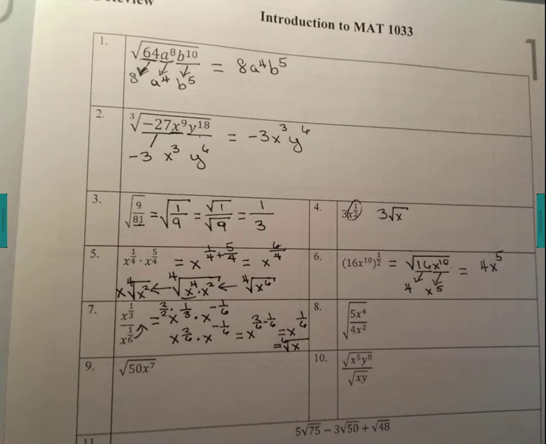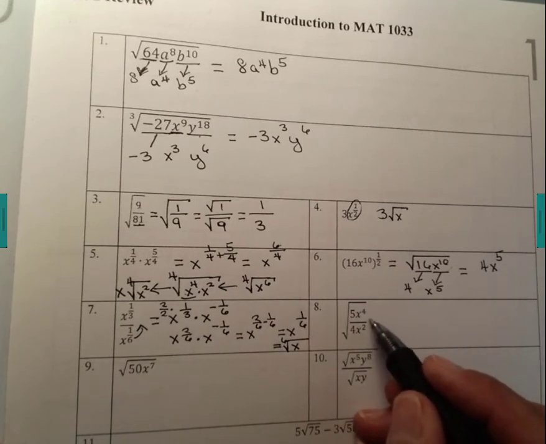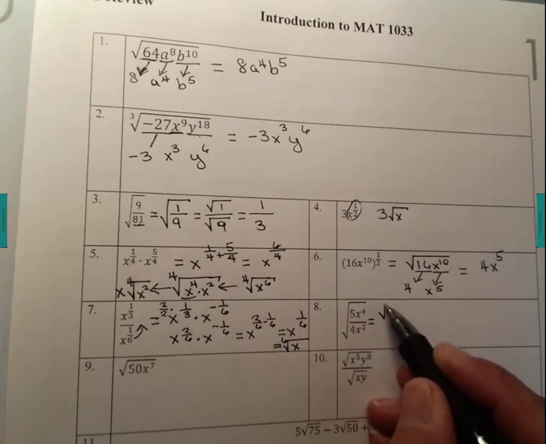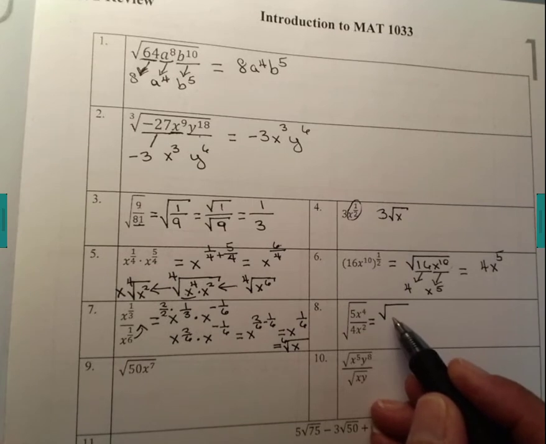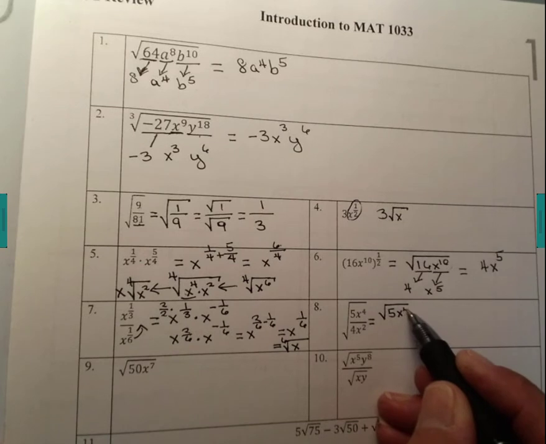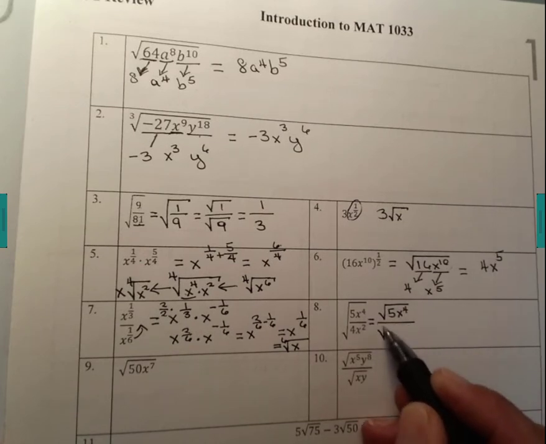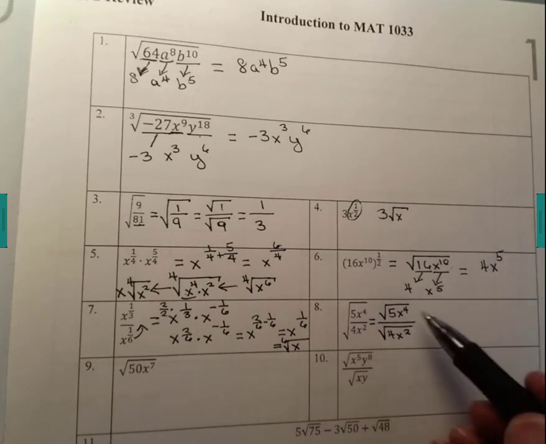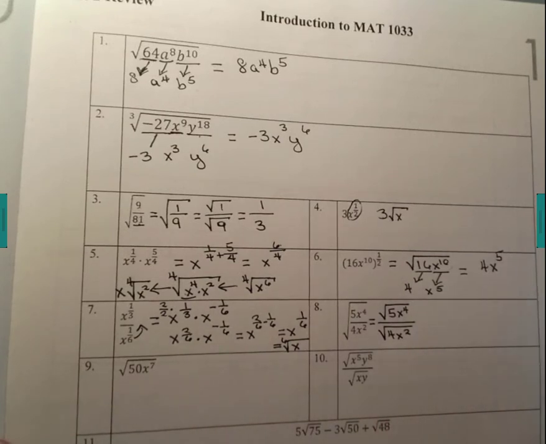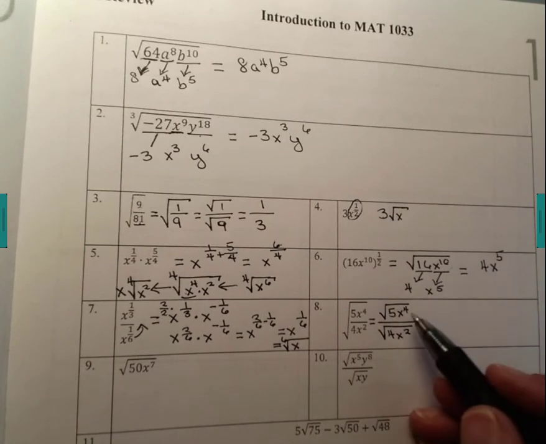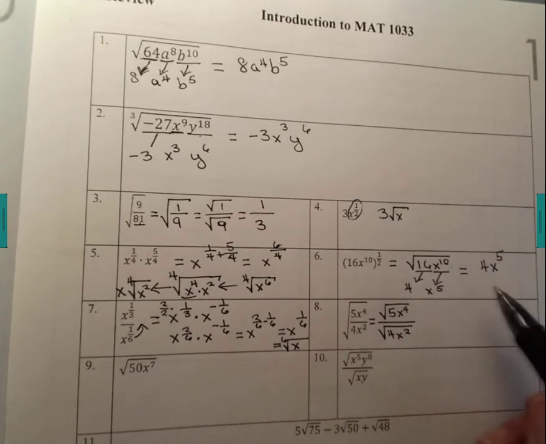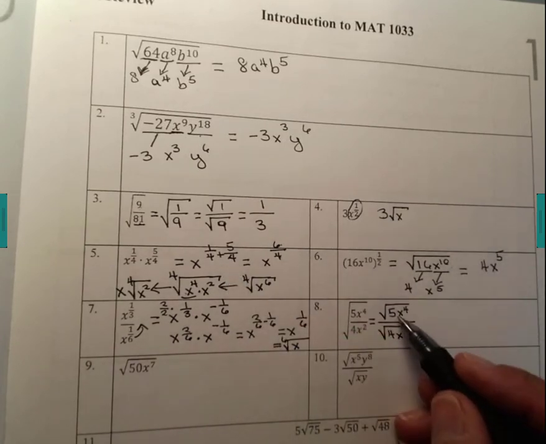Now, number 8 is not too bad. We can simplify this before or after we split these up, and I'm going to split it up first this time. I'm going to split it into 2 different radicals, and maybe that's a good way for me to do this. I'm going to say 5x to the power 4, square root of that, and the square root of 4x squared. Now, I'm going to look for perfect squares inside these separate radicals, because that makes more sense to me right now. And you could do it either way, like we did the other one the other way. So it doesn't matter which way you start.